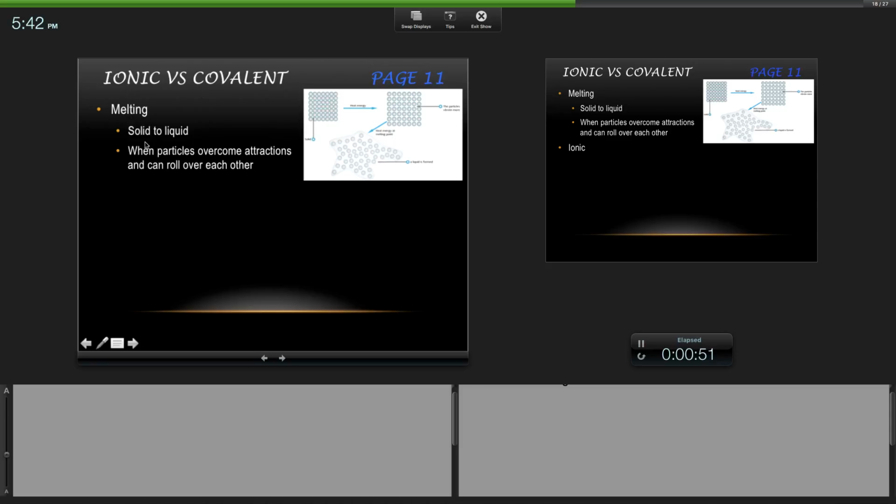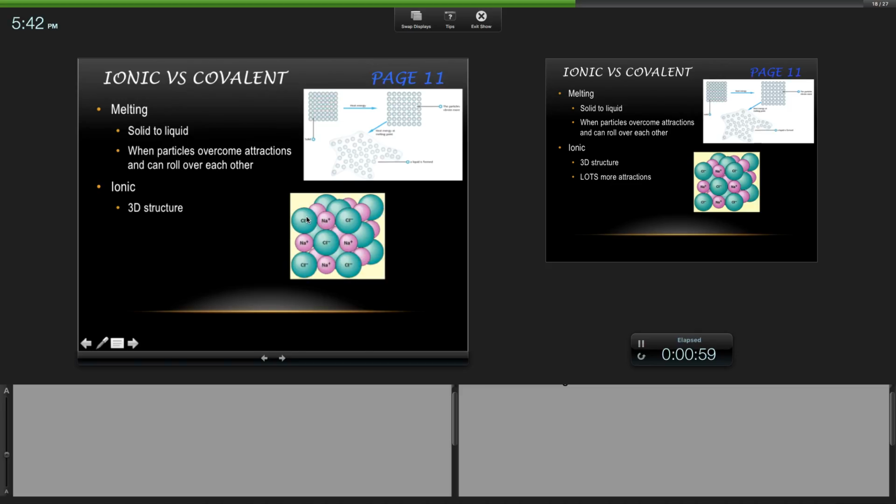So now let's use that idea and apply it to why there is a difference in melting point between ionic versus covalent. An ionic compound has that three-dimensional structure. You've got negative, positive, negative, positive, in 3 dimensions. So that means this one positive ion, a cation, is not only attracted to the one next to it, but below it, above it, behind it, and to every side. So you've got lots more attraction.